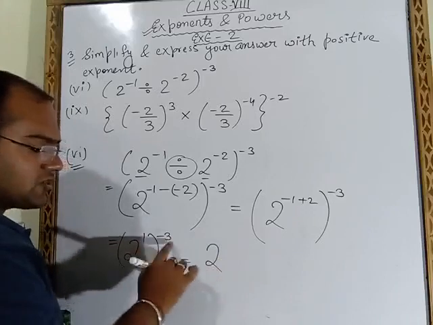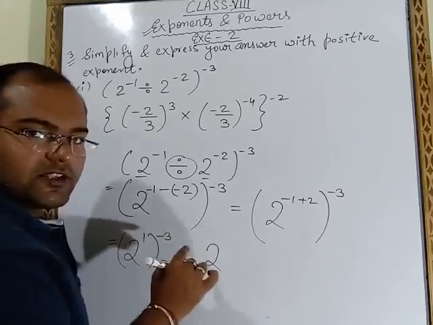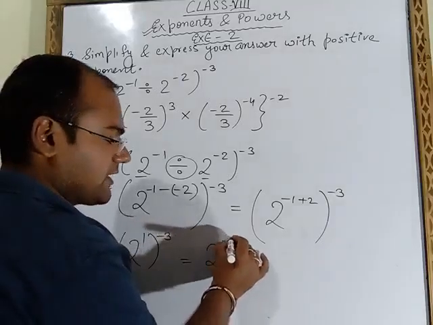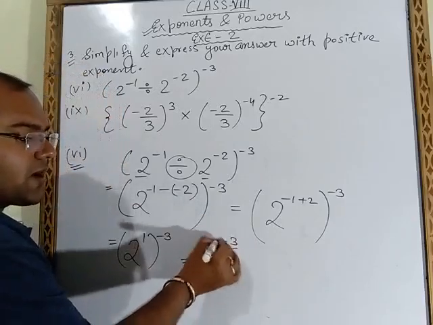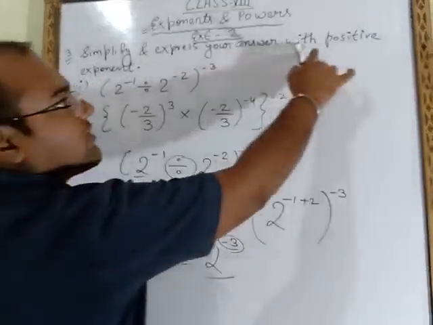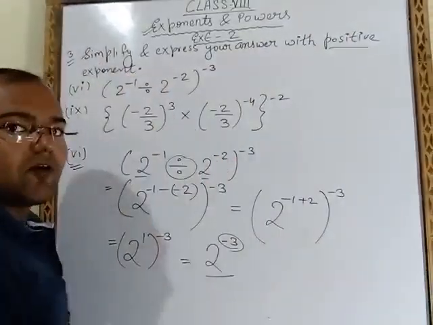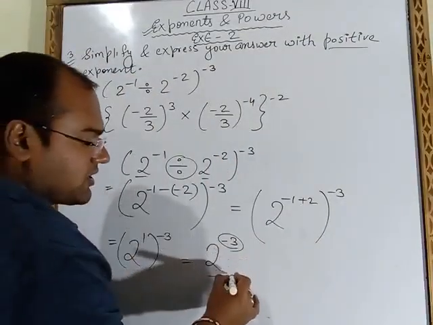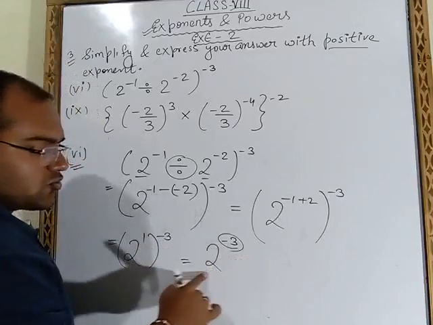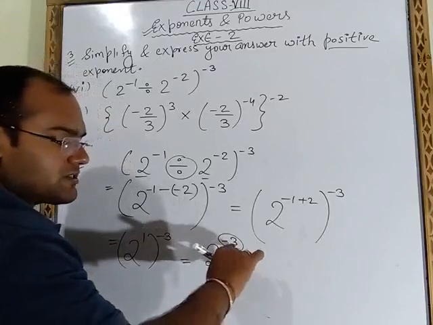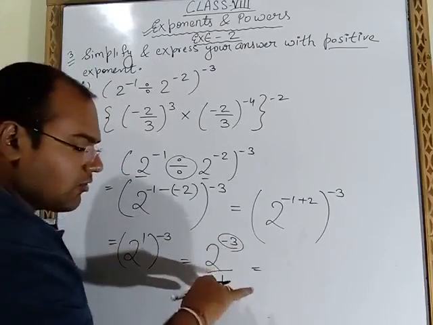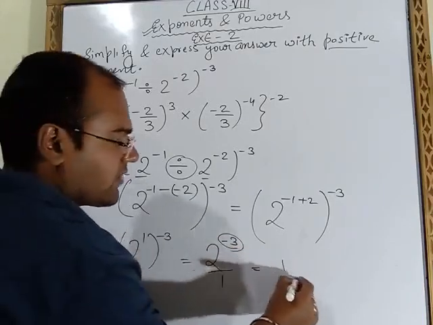We have to multiply these two powers. 1 into minus 3, answer will be minus 3. Now this answer has a negative power, but in the question we have to write the answer with positive power. So in order to make this power positive, what will we do? Under this 2 nothing is there, so we will take 1 in the denominator. To make this power positive we will take the reciprocal. 2 upon 1 is there, we will take 1 upon 2.